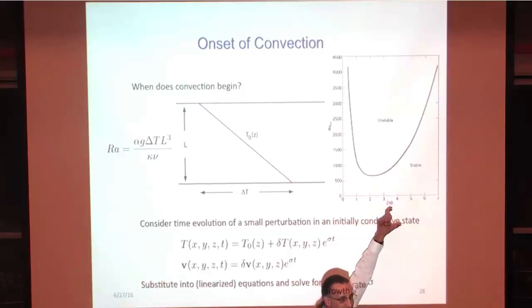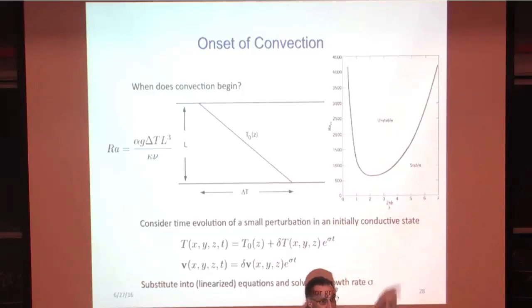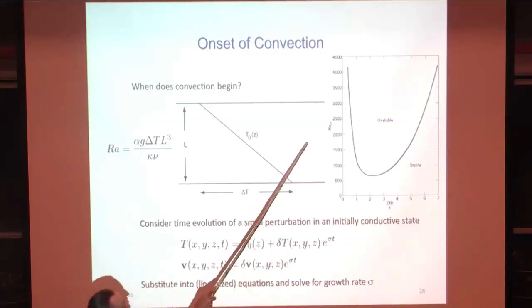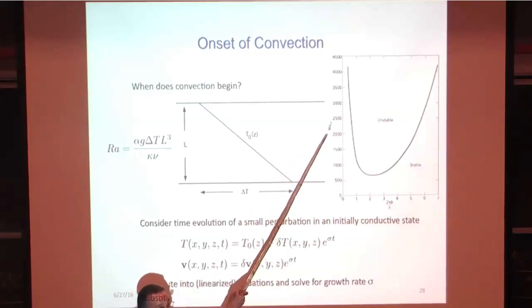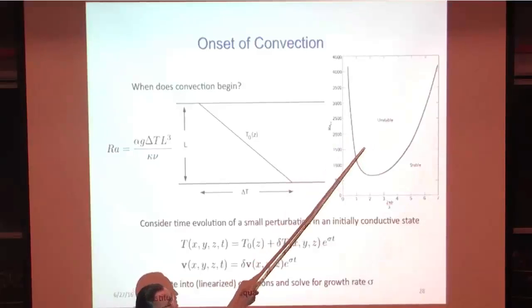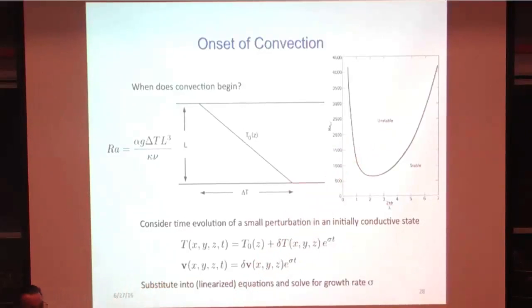B is the thickness of the layer of fluid. Lambda is the horizontal dimension of the flows that are induced. And the vertical axis is how big this Rayleigh number needs to be for convection to happen, where unstable indicates that convection is going on. Stable means the solution reverts back to the conductive solution.